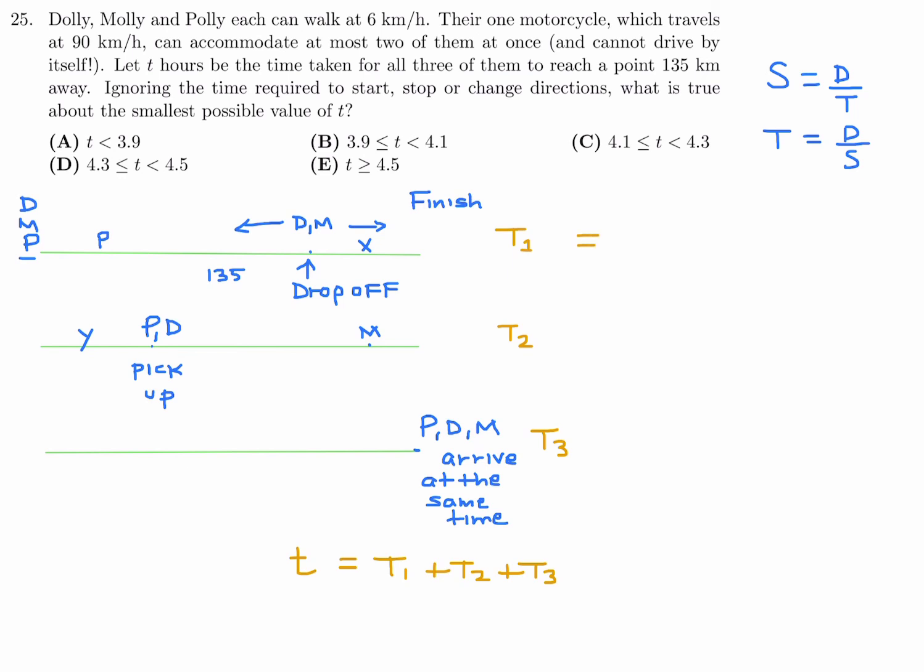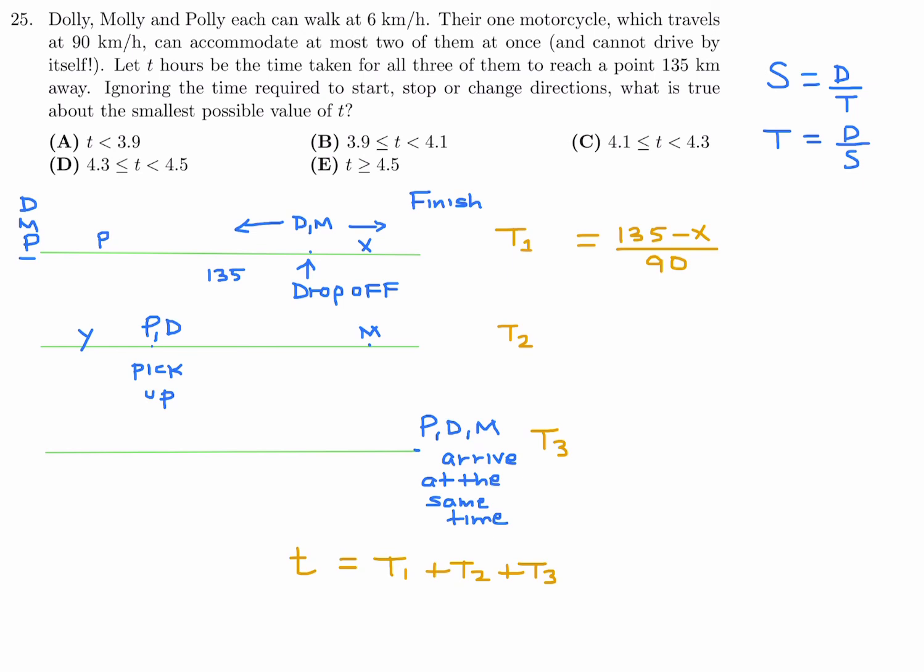So here we go. What is T1? Well, it's distance over speed. And for this distance, it's from there to there. Now the whole distance is 135. And from here to here, I have labeled that as x. So that distance that the two friends on the motorbike travel from there to there is really just (135 minus x) over 90, which is the speed.